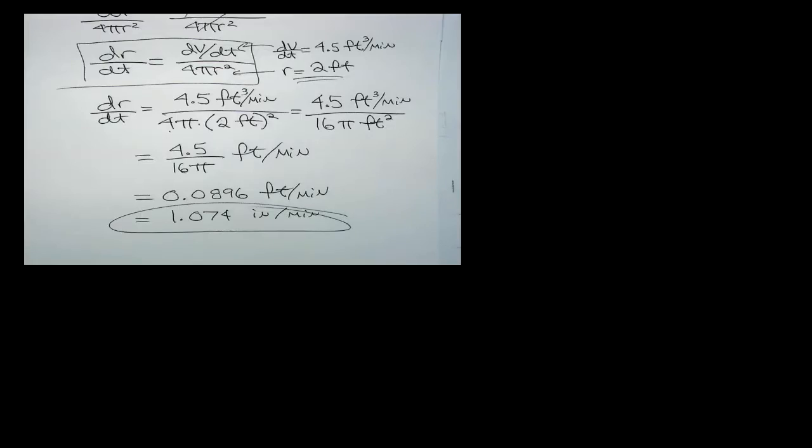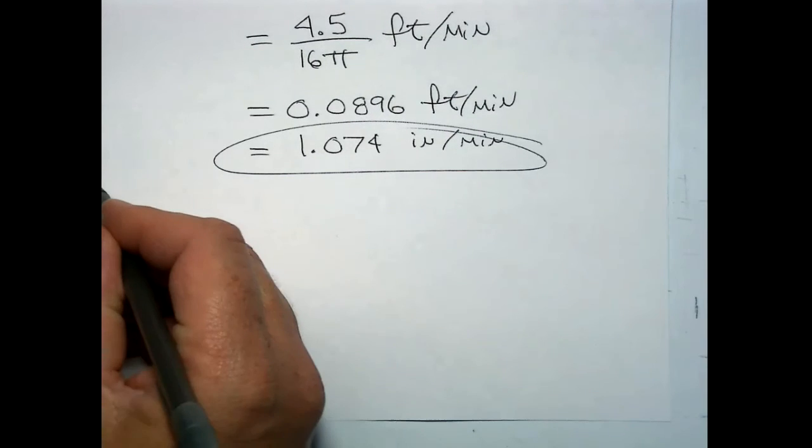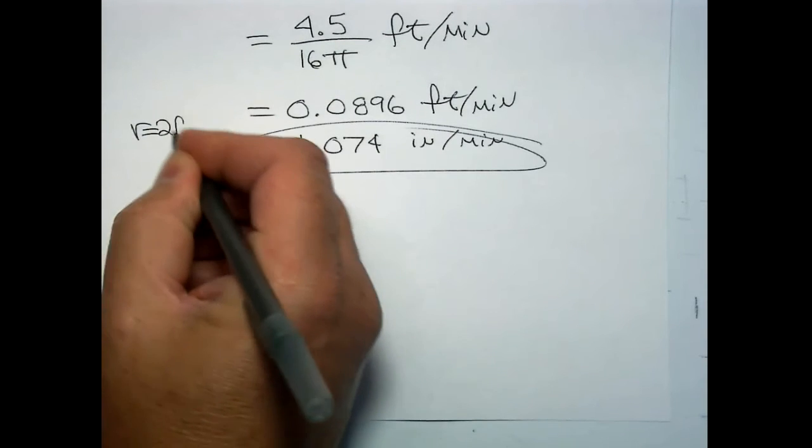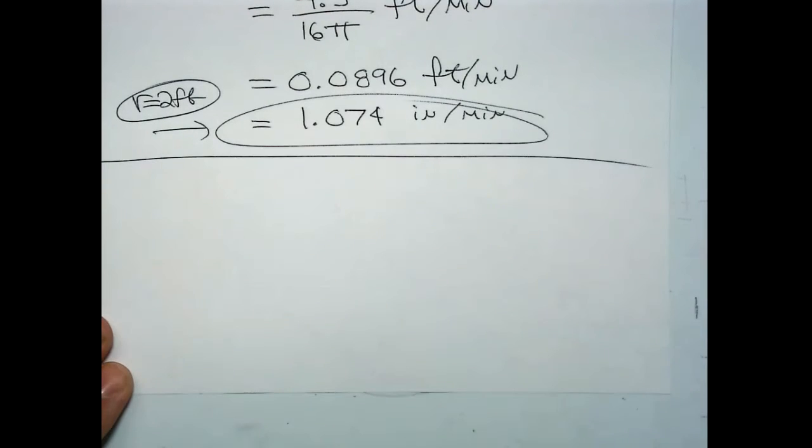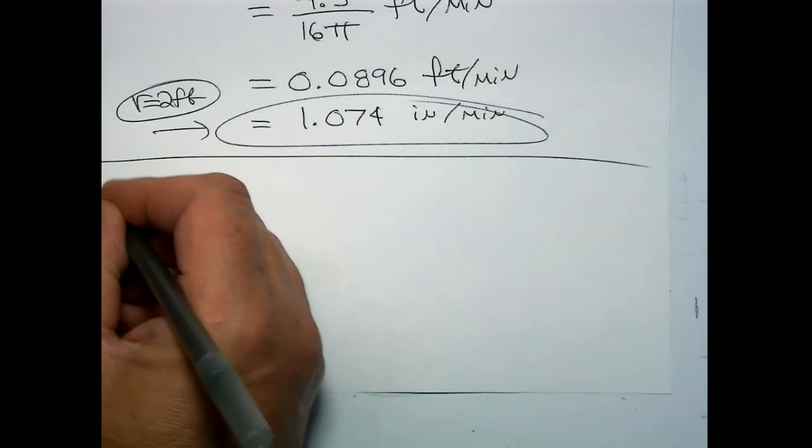So let's try this again, and let's try it at r equals 10 feet. Okay, so that's for r equals 2 feet. When we're just starting to get going on this balloon, it's moving at about 1 inch per minute. That's fairly slow, but I think it's going to slow down even more when we get to 10 feet.